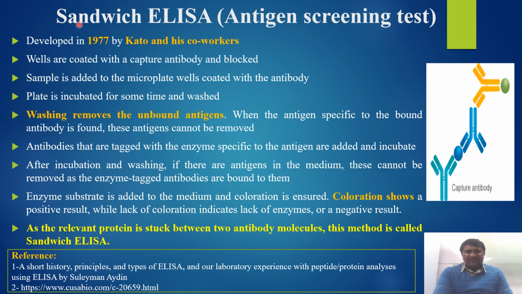Next is the sandwich ELISA. It is also used for antigen screening tests, and it was developed in 1977 by Kato and his co-workers. Wells are coated with the capture antibody, and blocked samples are added to the microplate wells coated with the antibodies. The plate is incubated for some time and washed. The washing removes the unbound antigens. When the antigen specific to the bound antibody is present, it cannot be removed.